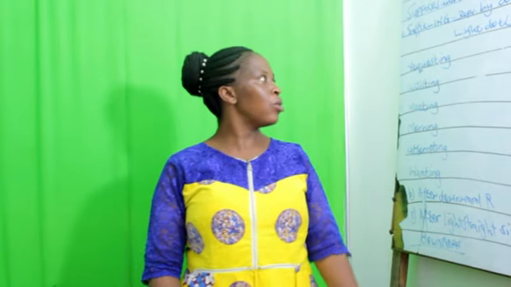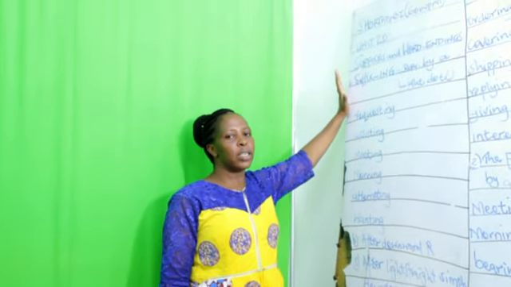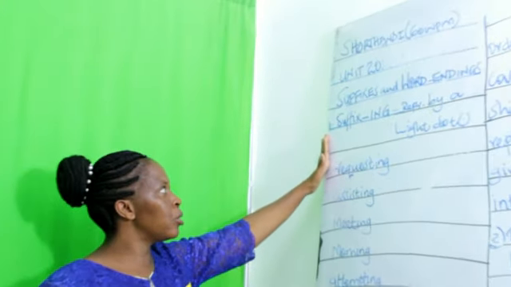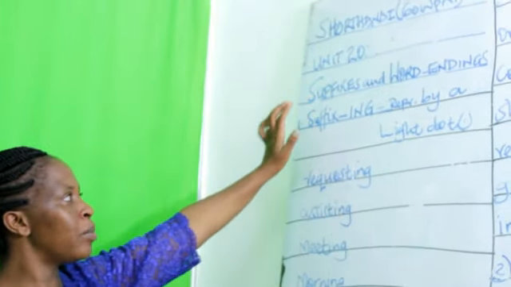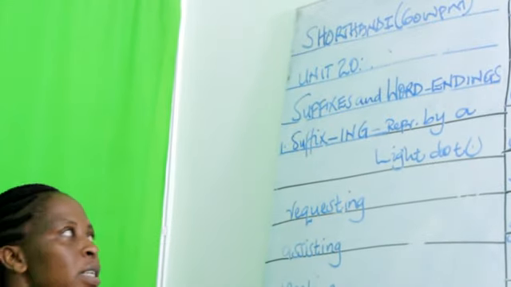Today we are going to continue with Unit 20, Part 2 of Unit 20, about suffixes. We said that this unit covers prefixes, suffixes, and word headings. Last lesson, we looked at prefixes, and today we are looking at suffixes and word headings.